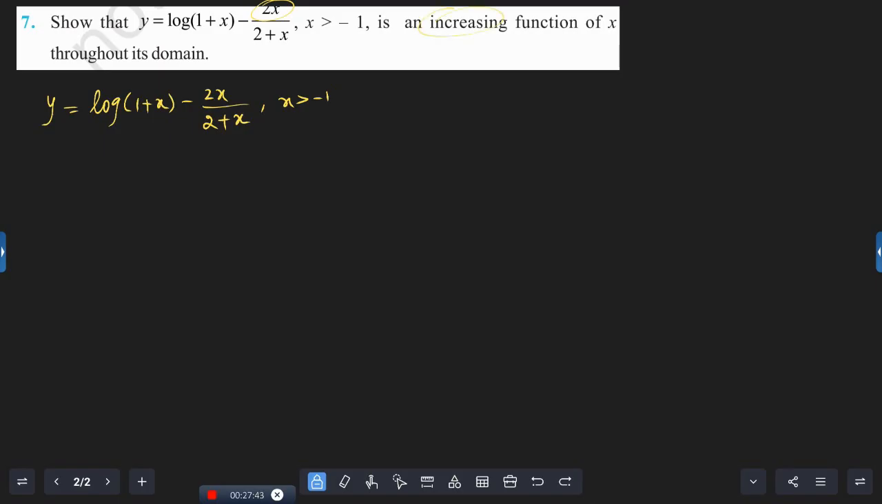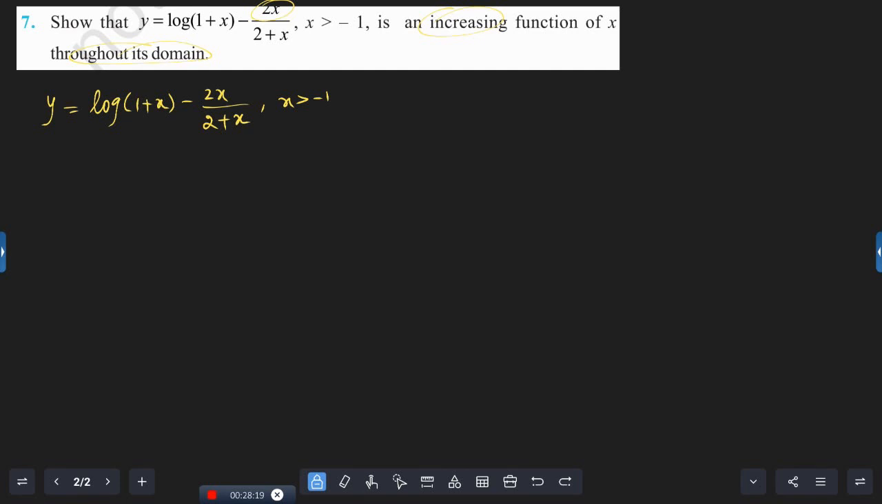It is an increasing function of x throughout its domain. Throughout the domain, it will be an increasing function, that is what we have to say. Here it is not necessary to find the interval. If you want to find it, you can, but it is not an issue. Since they have given the domain, the domain is minus 1 to infinity. So when we have a domain, it is not necessary to find an interval.